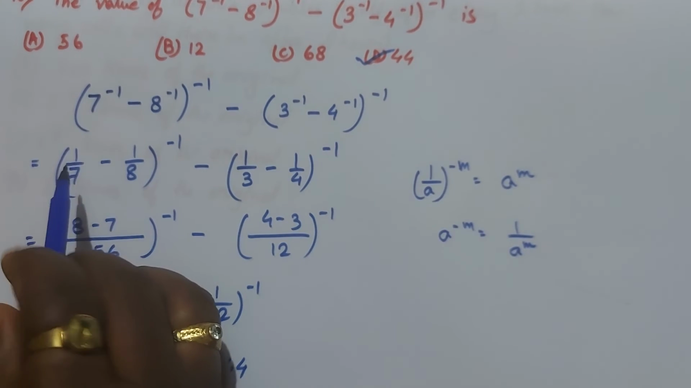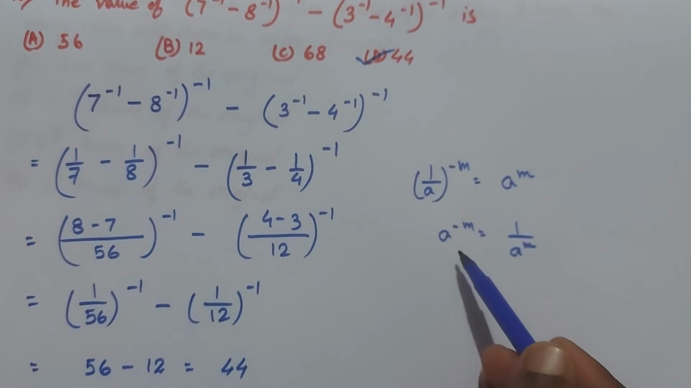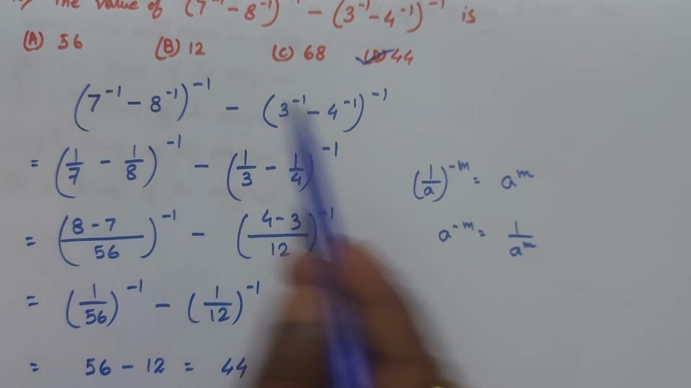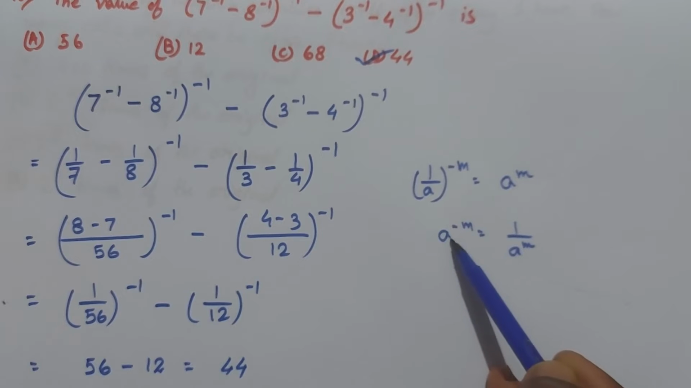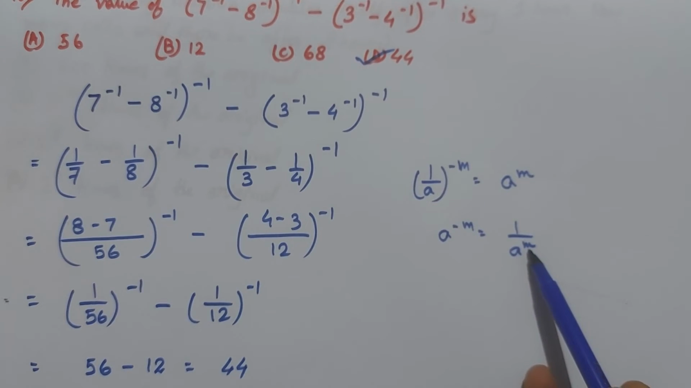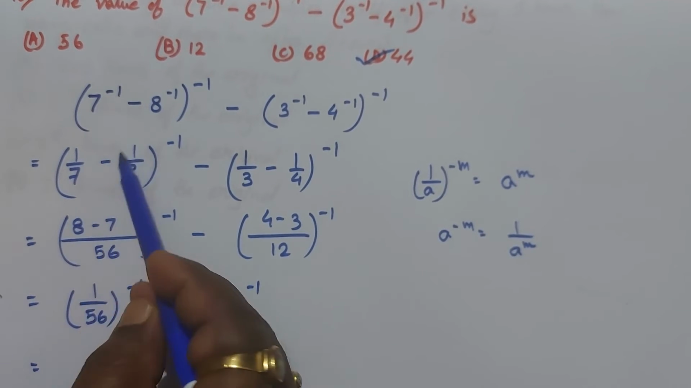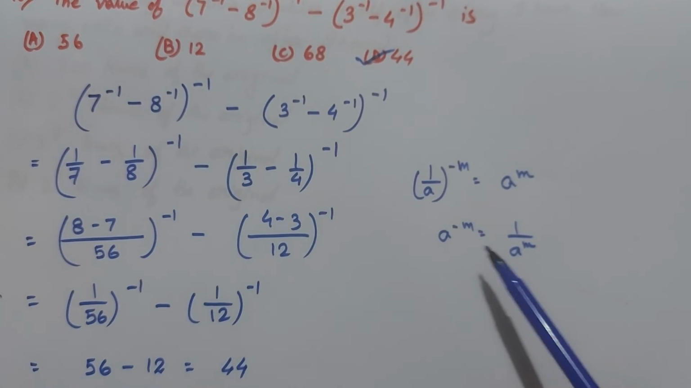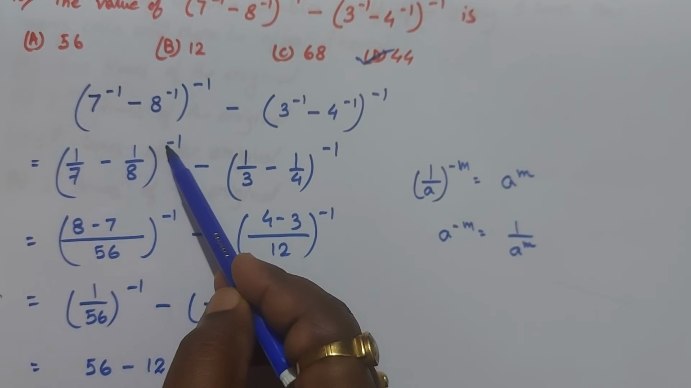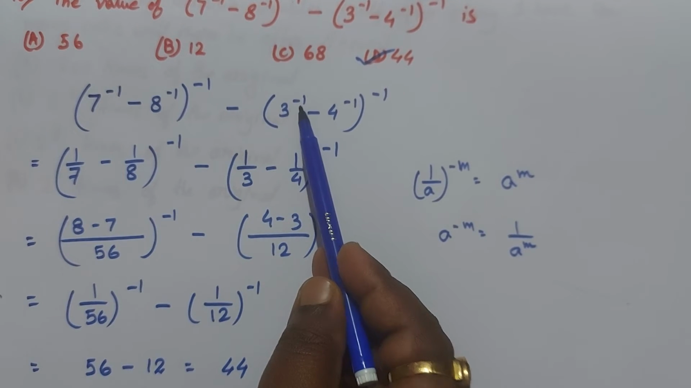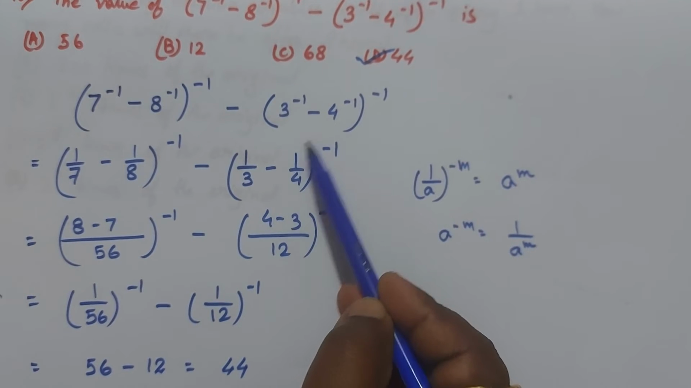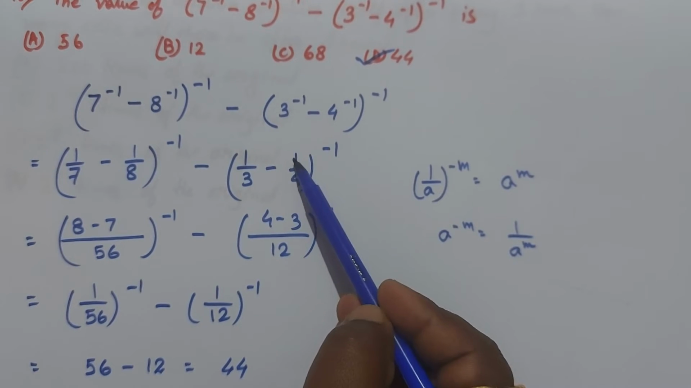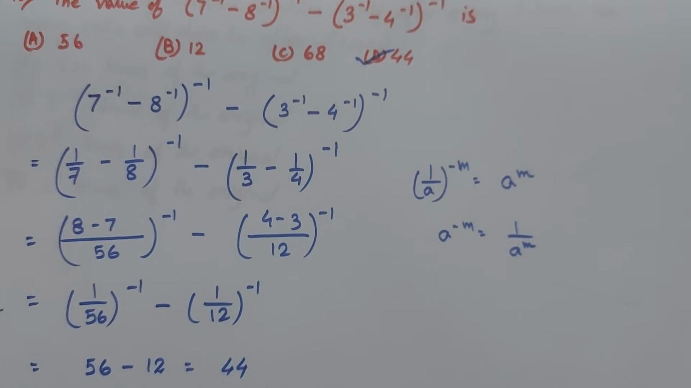So likewise 7 to the power minus 1: 7 is the base, that is a, and minus 1 is the m, that is the power. So a to the power minus m is equal to 1 by a to the power m. So 7 to the power minus 1 is equal to 1 by 7, minus 8 to the power minus 1, so 1 by 8 whole to the power minus 1. Now 3 to the power minus 1 is equal to 1 by 3, minus 4 to the power minus 1 is equal to 1 by 4, then whole to the power minus 1.